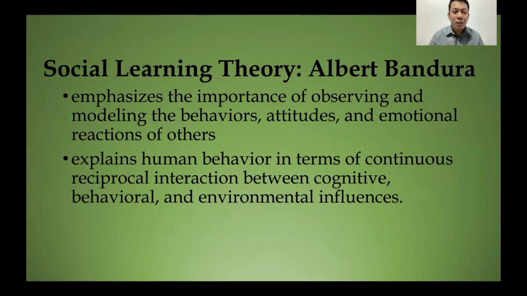Now, let us proceed to social learning theory by Albert Bandura. Since we're talking about social learning, you might want to observe a toddler who keeps on imitating whatever show they were able to watch on YouTube or on television. They will dance, they will sing, they will imitate as if acting like an adult. So that is social learning actually. They look into certain models, they look at what is happening and then imitate them. Social learning emphasizes the importance of observing and modeling the behaviors, attitudes, and emotional reactions of others.